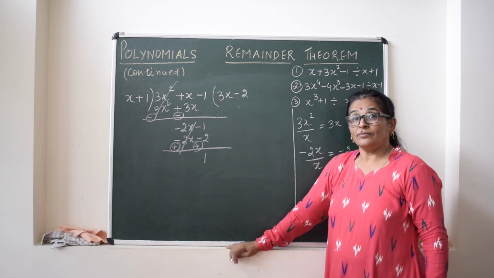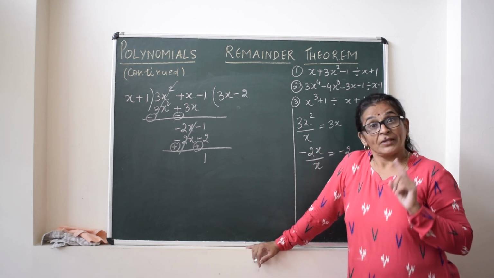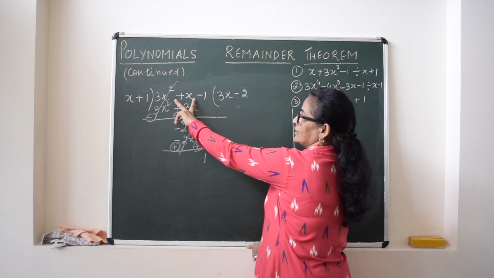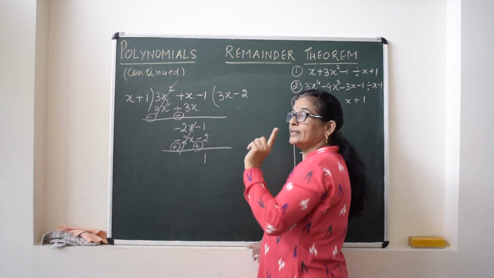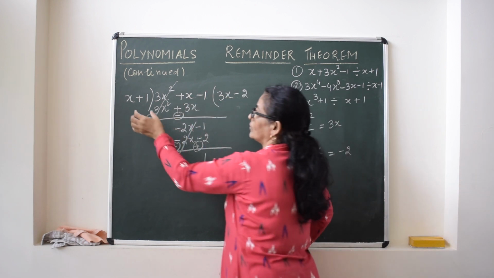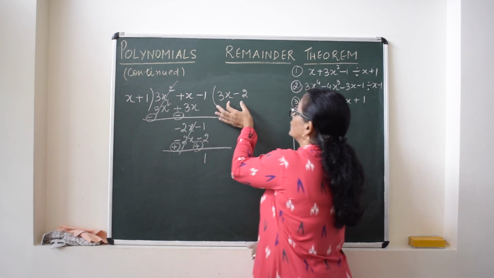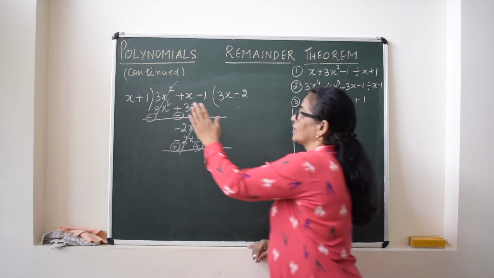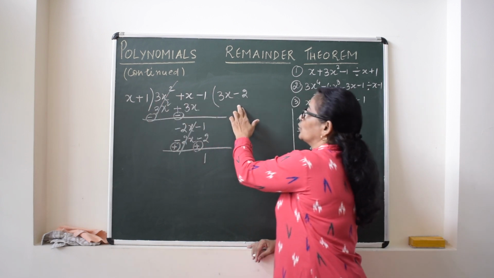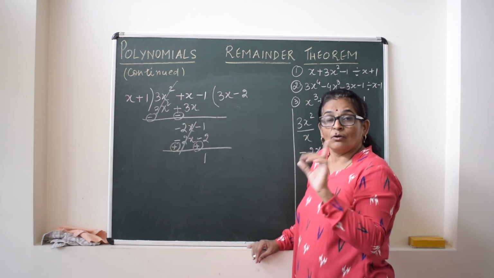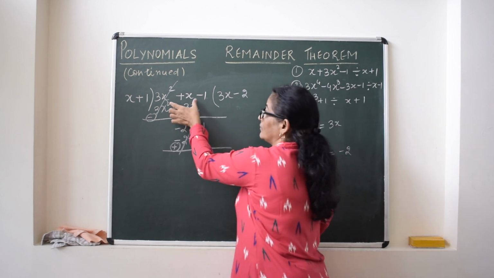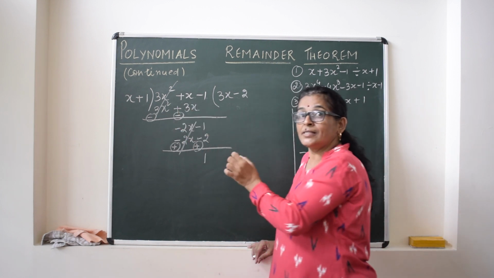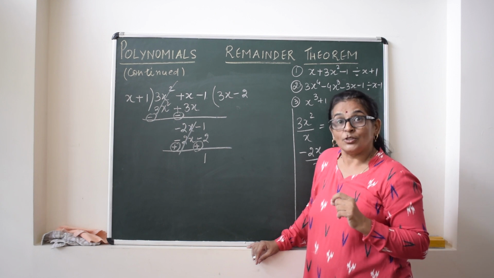So what have we observed? The remainder is 1. It means that this dividend, which is a polynomial, is not a multiple of the divisor as well as the quotient. Or in other words, the divisor and the quotient both are not the factors of the given dividend. Why? Since the remainder is not 0.